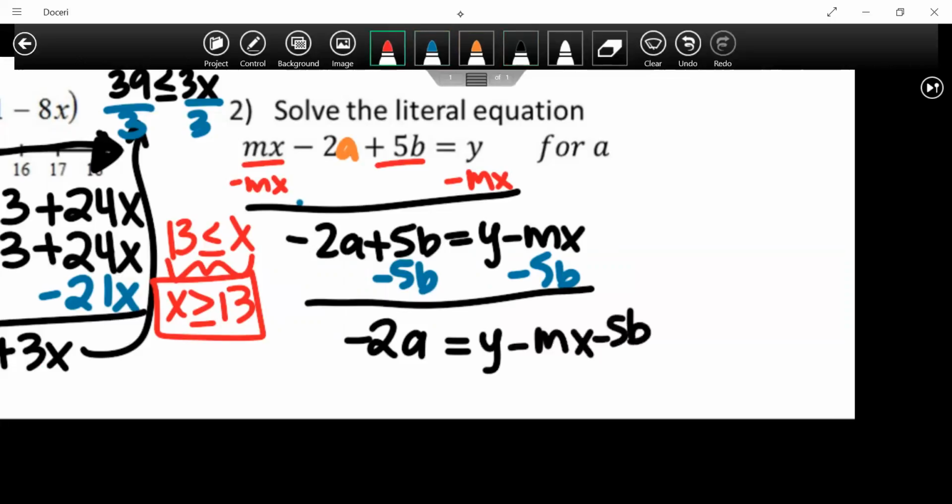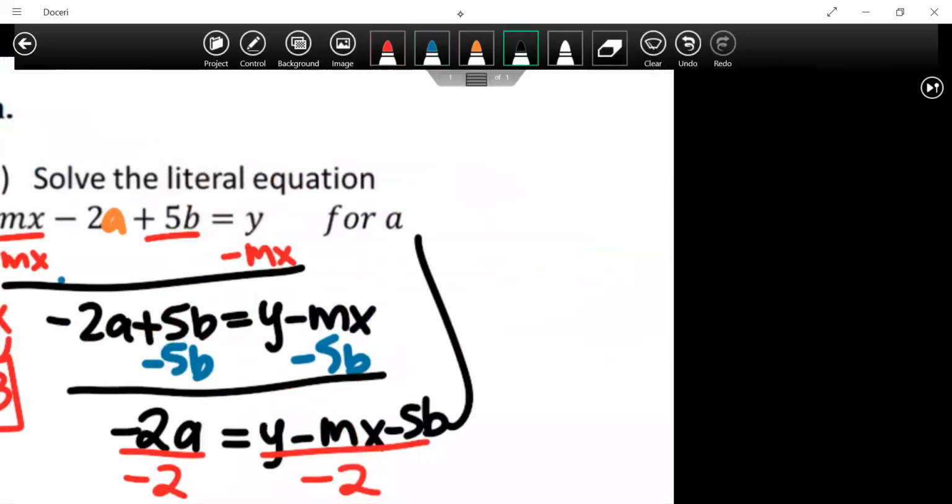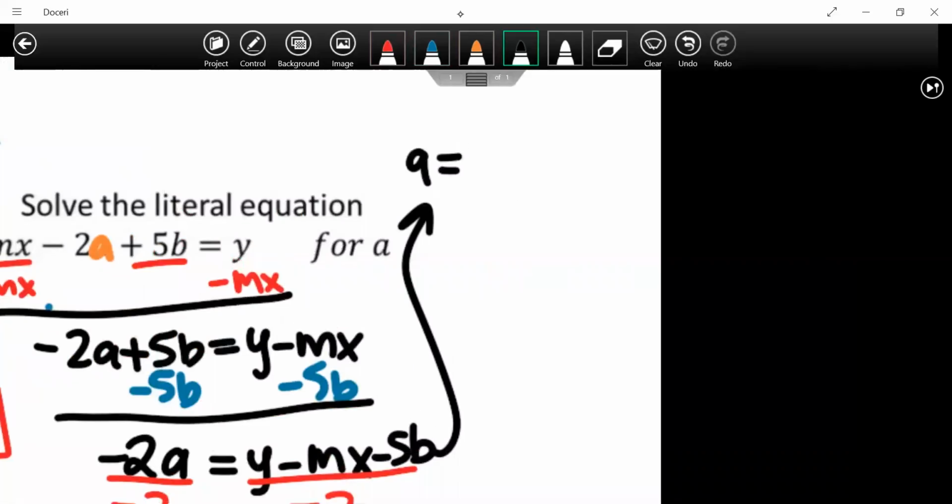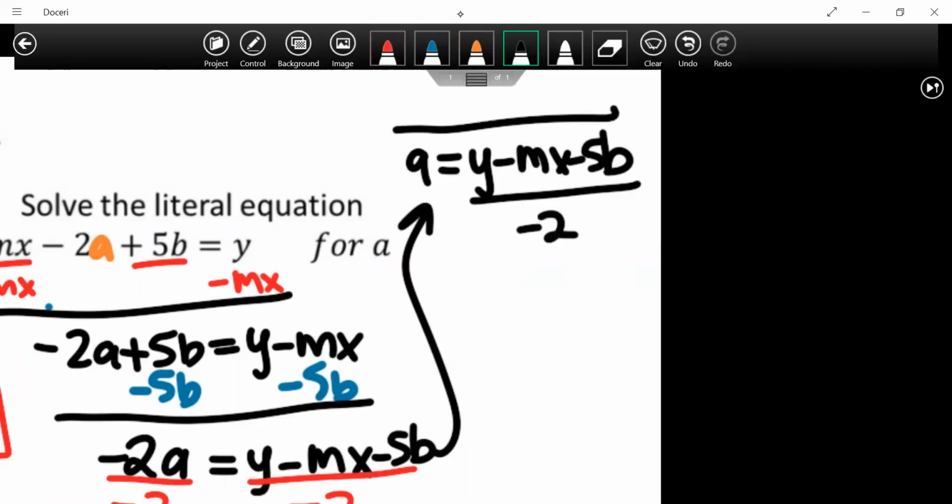Last step is to divide by negative 2. You guys can't see that, it's okay, we're going to bring that up. We're going to get a is equal to y minus mx minus 5b all over negative 2. Very reminiscent of Friday's extra credit question.